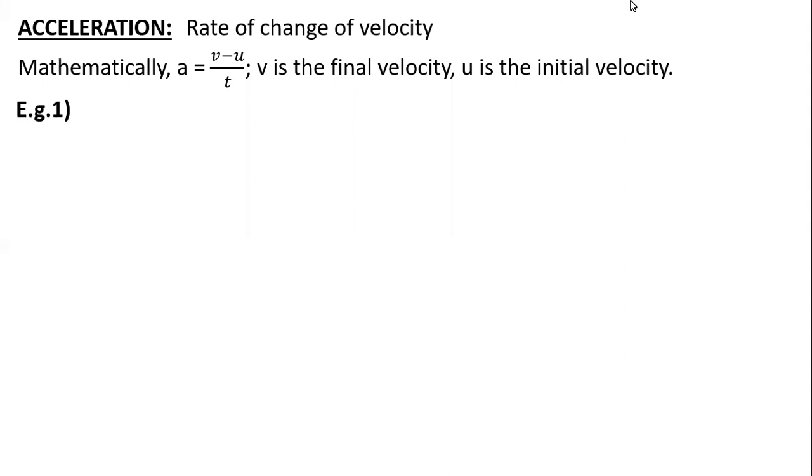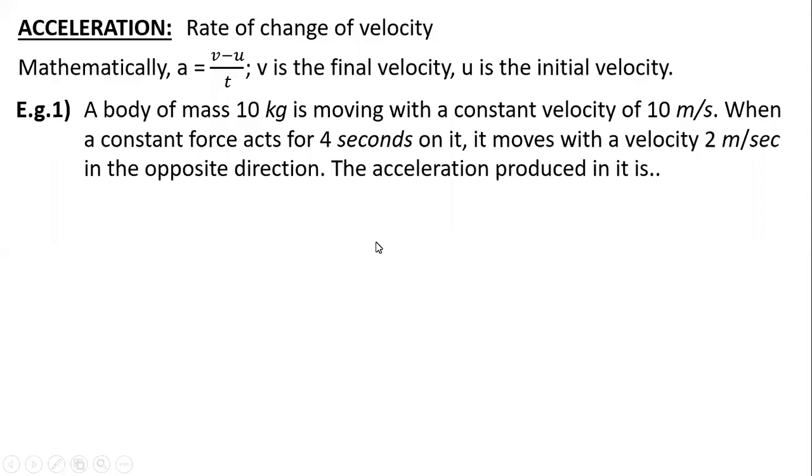So just giving some simple example, just one simple example based on the acceleration definition. A body of mass 10 kg is moving with a constant velocity of 10 meter per second. When a constant force acts for 4 seconds on it, it moves with a velocity 2 meter per second in the opposite direction. The acceleration produced in it is. So based on your formula for acceleration, I just defined a numerical based on that. So what is a simple numerical that can arise on the basis of your definition?